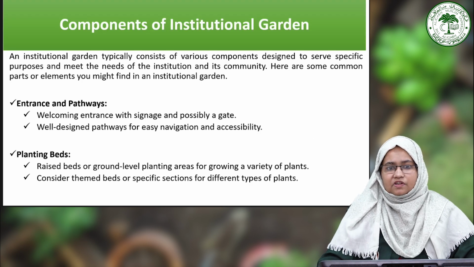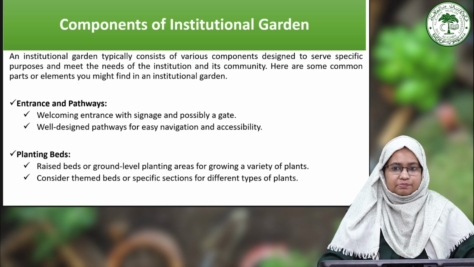Now we are going to discuss the components of an institutional garden. An institutional garden typically consists of various components designed to serve specific purposes and meet the needs of the institution and its community. Here are some common parts or elements you might find in an institutional garden.